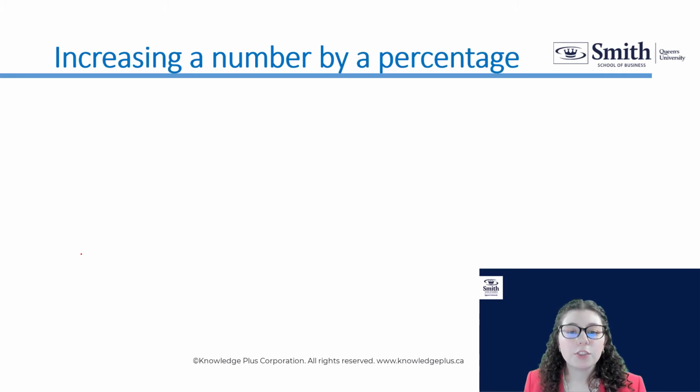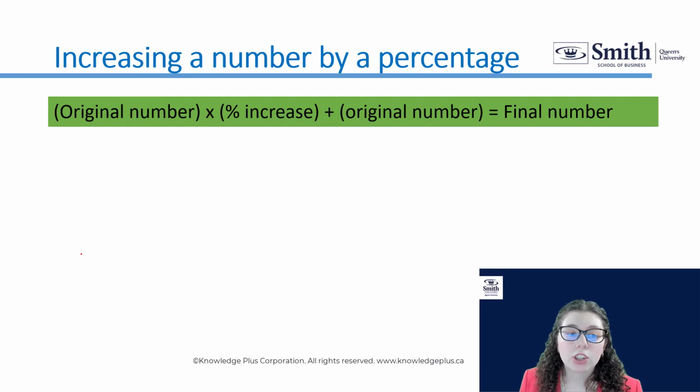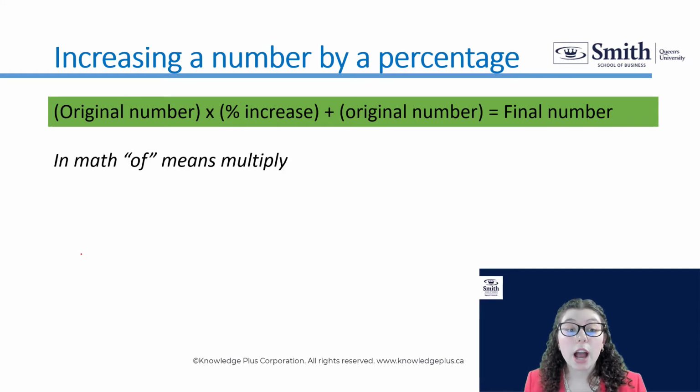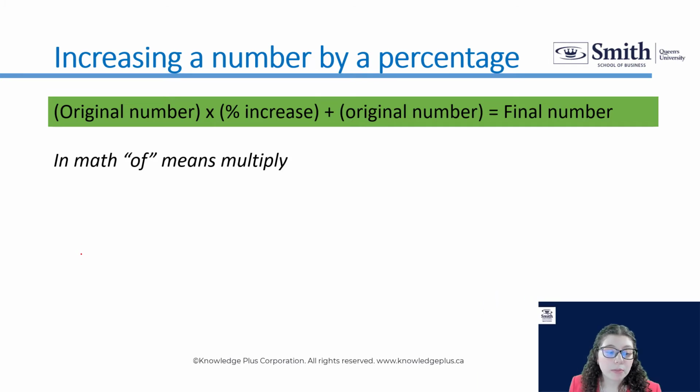We're now going to look at increasing a number by percentage. To increase a number by percentage, we find the percentage of the original number that we're increasing it by, multiplying the original number by the percentage increase, and then adding it to the original number. In math, whenever we hear "of," it means multiply. Let's look at a quick example.